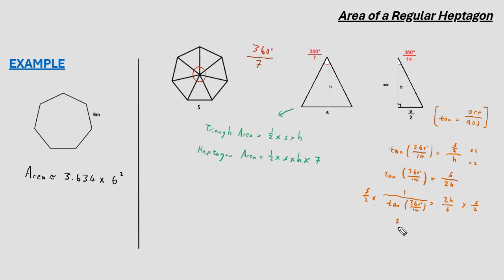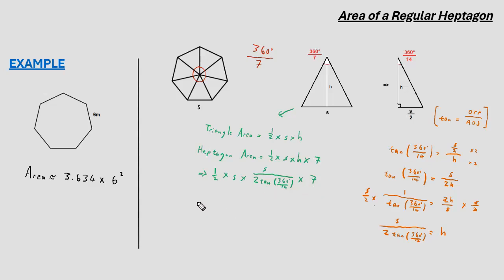What that gives us on the left is s over 2 tan 360 degrees over 14. And what happens here is the 2's cancel and the s's cancel, and we're only left with h. So now we do have an expression for h that we can use here. So we can multiply what we know for the regular heptagon area. So half multiplied by s, and now instead of h we can write this expression here. Of course multiplied by 7.